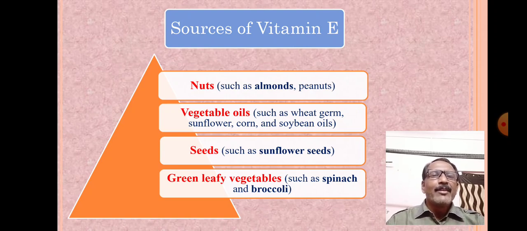Then vegetable oils such as wheat germ, sunflower, corn and soybean oils. Third, seeds such as sunflower seeds. Green leafy vegetables such as spinach and broccoli.